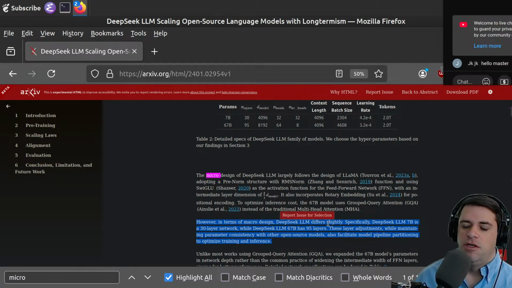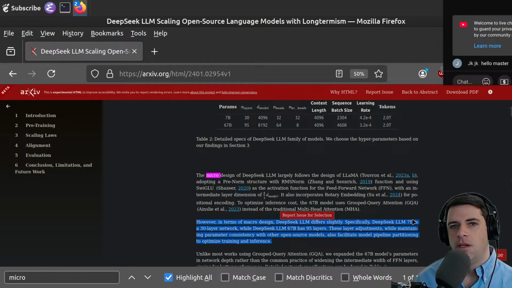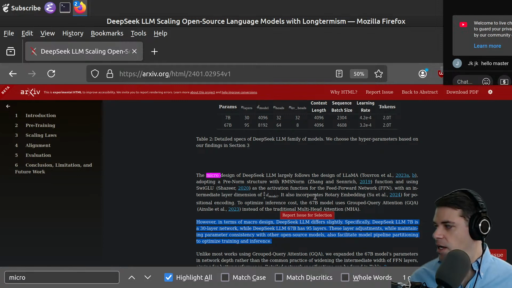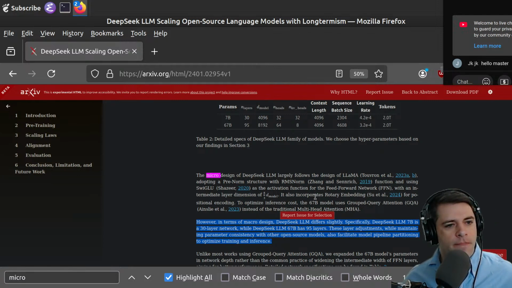DeepSeek LLM differs slightly. Specifically, DeepSeek LLM 7B, which is the 7 billion parameter model, is a 30-layer network, while DeepSeek LLM 67B has 95 layers. And they go on to say that they, I guess, went deep with the layers instead of wide with the layers.